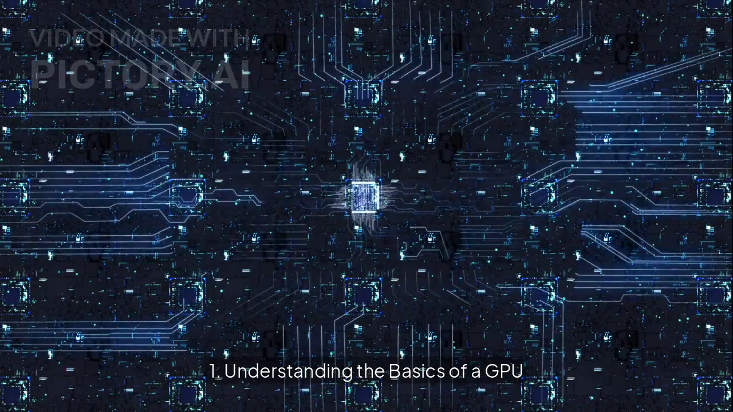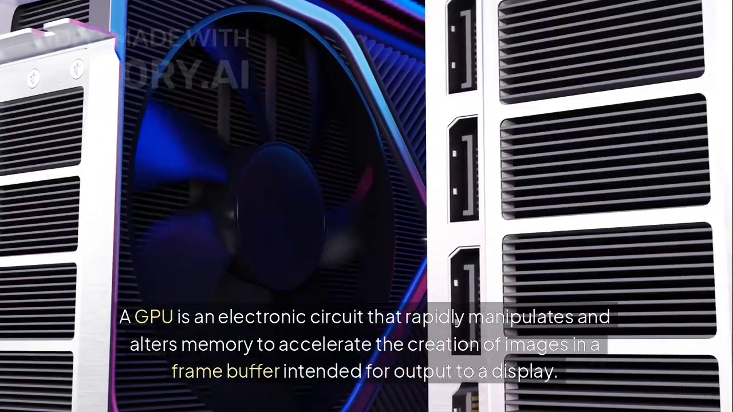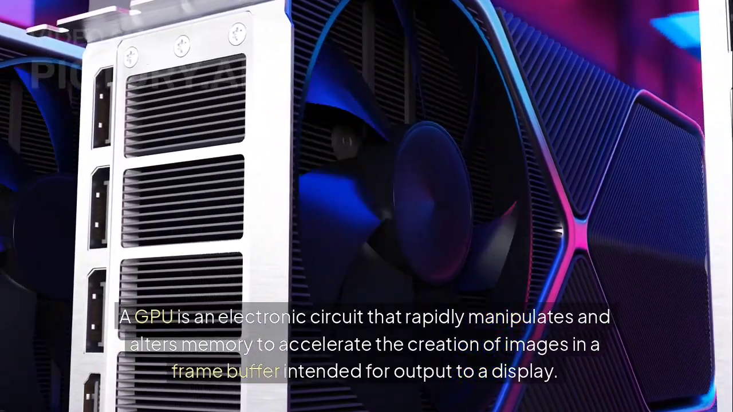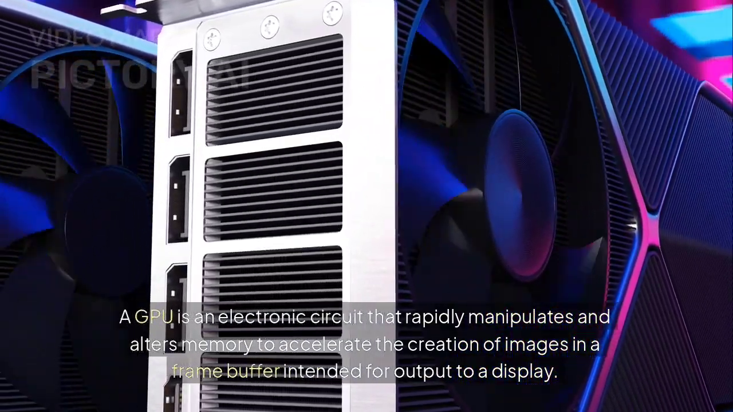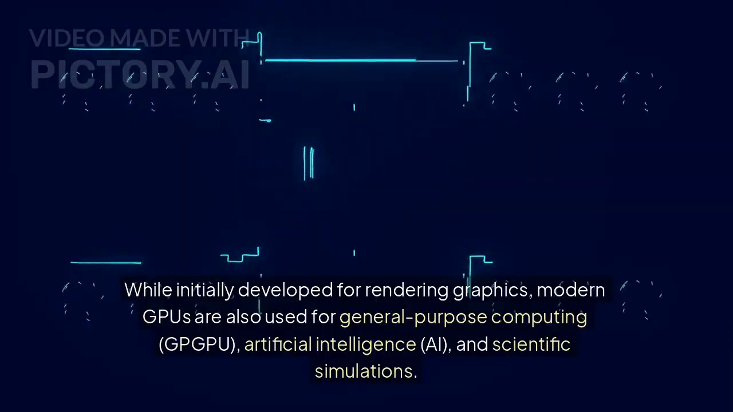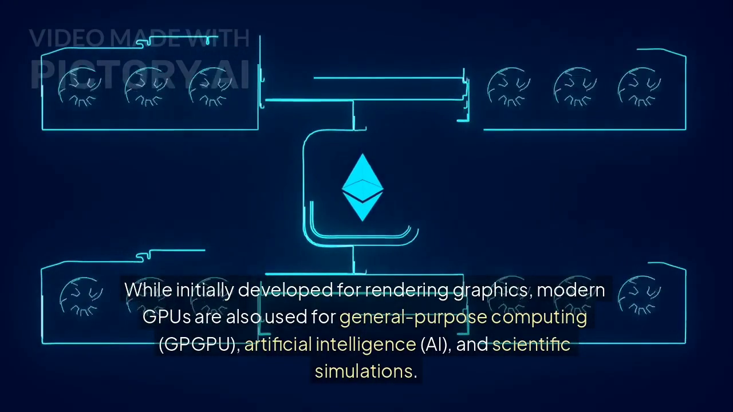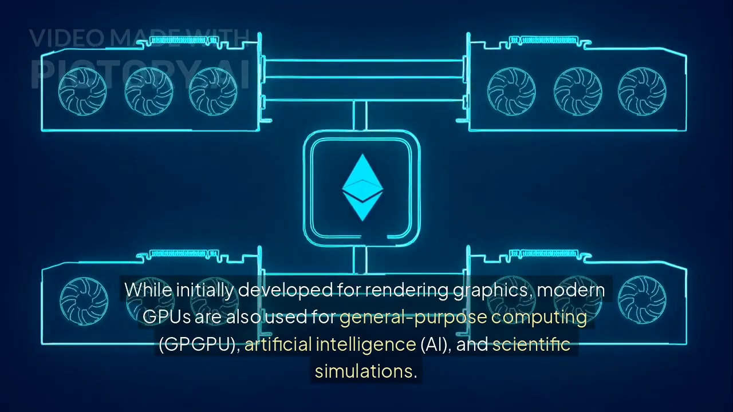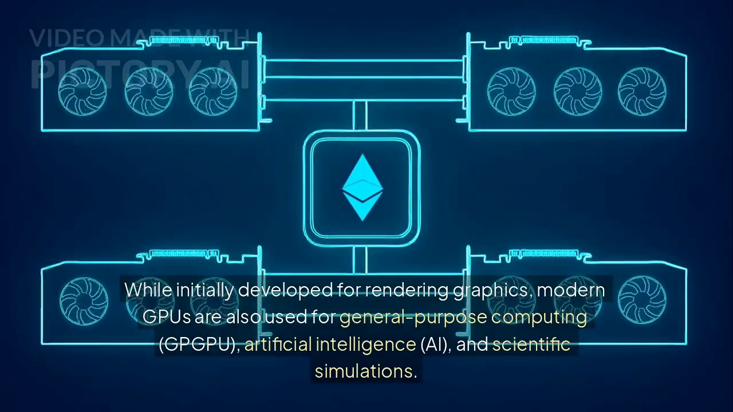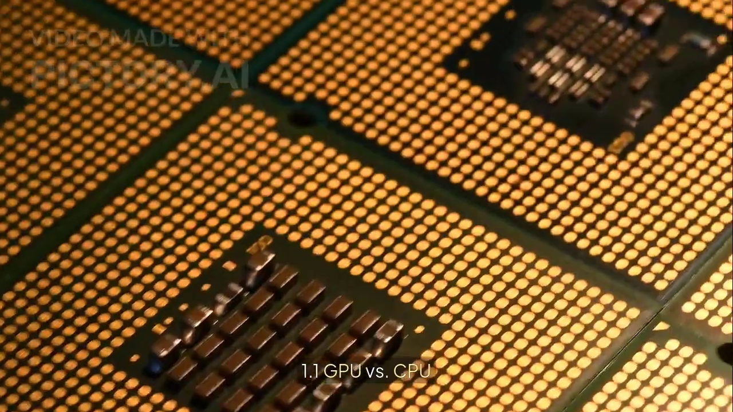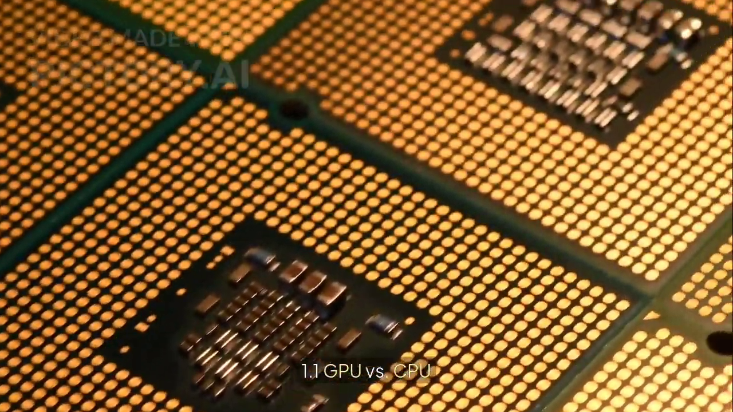1. Understanding the basics of a GPU. A GPU is an electronic circuit that rapidly manipulates and alters memory to accelerate the creation of images in a frame buffer intended for output to a display. While initially developed for rendering graphics, modern GPUs are also used for general-purpose computing, GPGPU, artificial intelligence, AI, and scientific simulations.